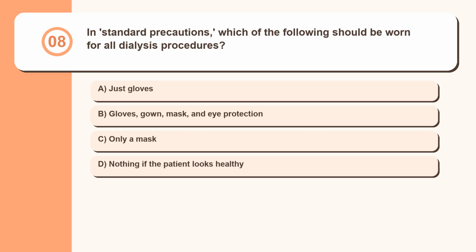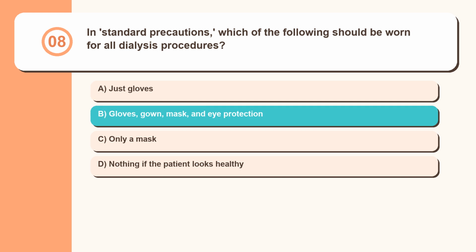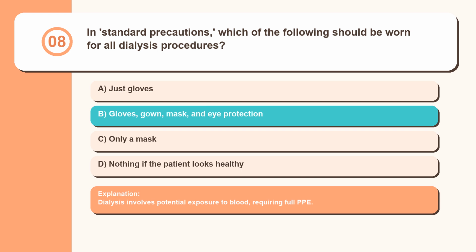Question 8. In standard precautions, which of the following should be worn for all dialysis procedures? Just gloves, gown, mask, and eye protection. Only a mask. Nothing if the patient looks healthy. Dialysis involves potential exposure to blood, requiring full PPE.